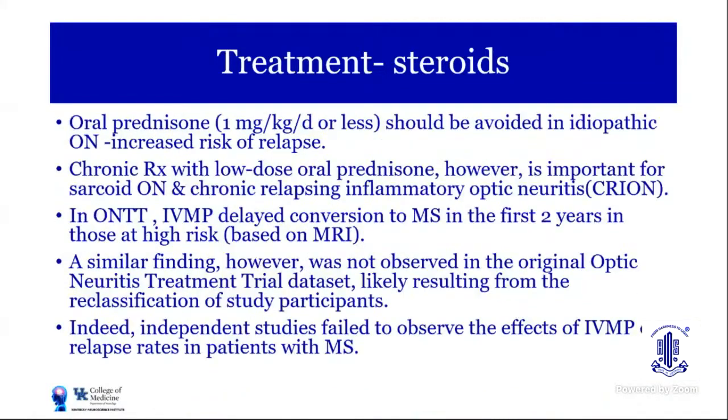Oral prednisone is a no-no in typical optic neuritis because it increases your relapse. But if you have sarcoid optic neuritis or CRION, you can use low-dose oral prednisone. Similarly, ONTT taught us that IV methylprednisolone delayed conversion to MS in the first 2 years. But when the study participants were reclassified, this was not true. Similarly, it did not even reduce the relapse rates as was originally thought.